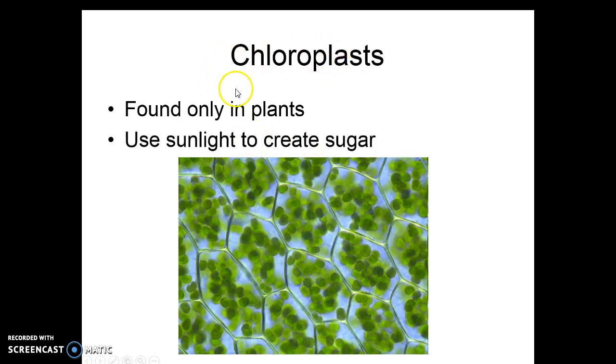Finally, we have chloroplasts. These are specialized organelles that are found only in plants. They're responsible for making plants green. These are the organelles that use sunlight to create sugar. That's how plants make their own energy. The chloroplasts use sunlight to create sugar, and then we eat the plant and think it's delicious, and so we steal their energy. All right, so that is the very basic introduction to the parts of the cell.